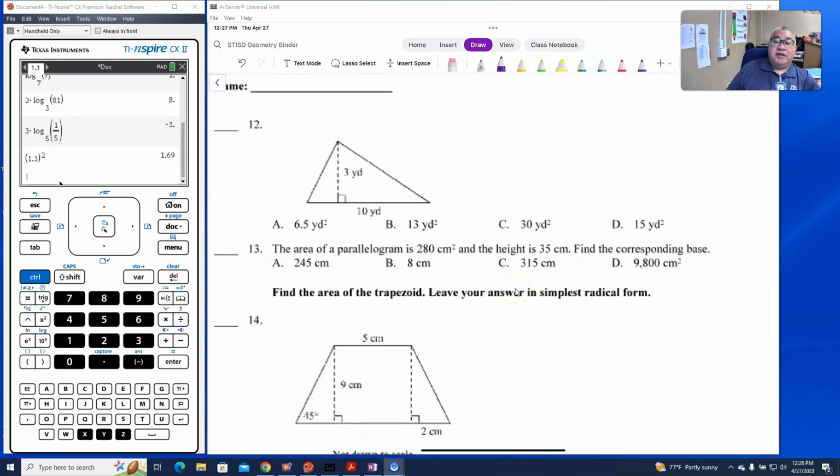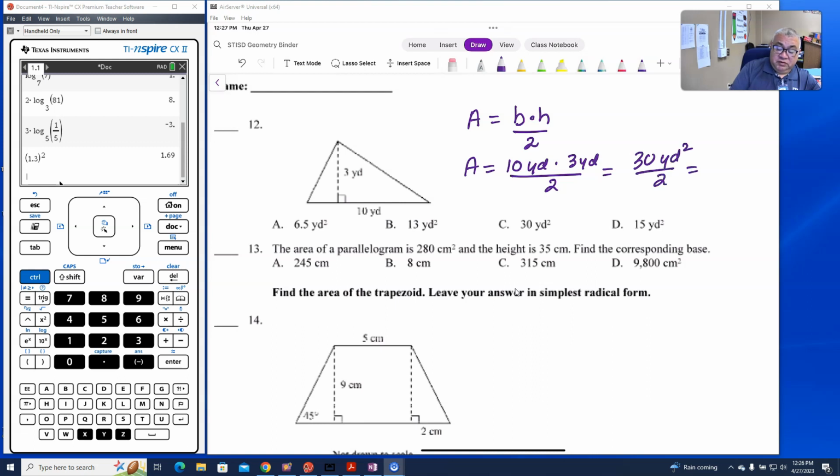For number 12, we're finding the area of the triangle. So the area of the triangle is going to be base times height divided by 2. So the area is 10 yards by 3 yards, and then we're dividing by 2. Remember, that area is going to be 30 square yards divided by 2, which gives us 15 square yards. So your answer is D.